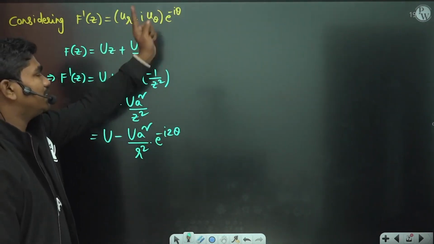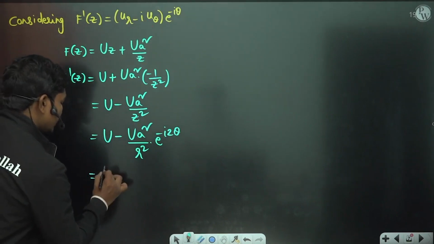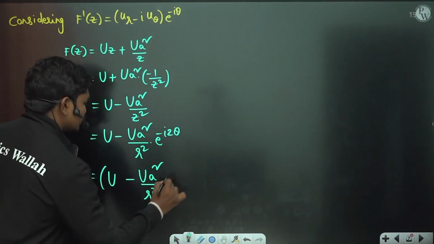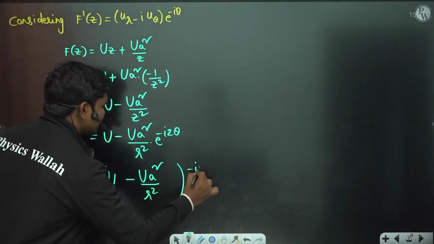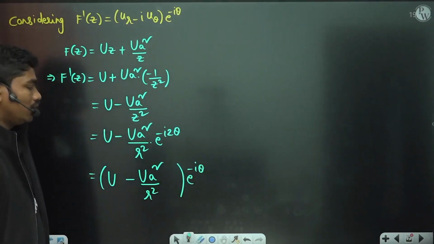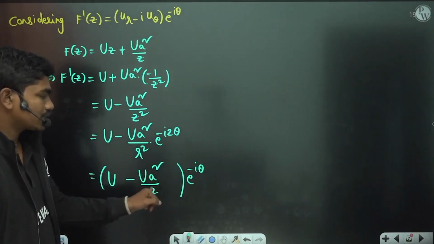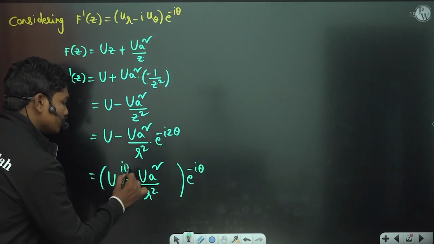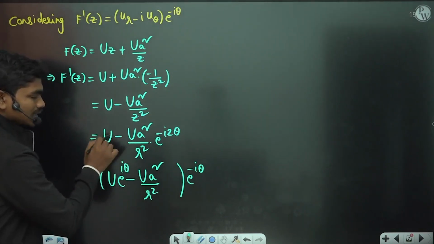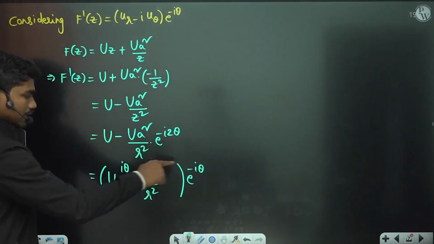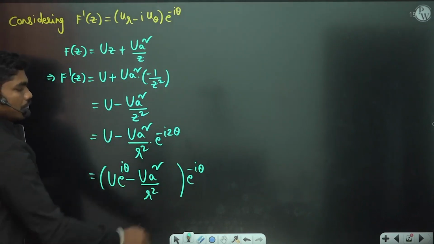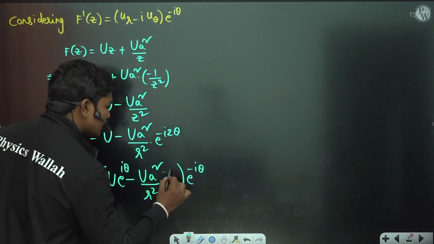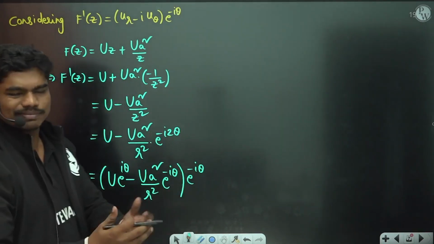But since I want something in this form, let us do one thing. If I want to write this as some quantity into e power minus i theta, then I can write it as U minus U a² by r² something into e power minus i theta. Then one e power i theta should come here, because there is no exponential term here. If I want to take e power minus i theta common, I should write only e power i theta. Just an adjustment of some complex numbers.